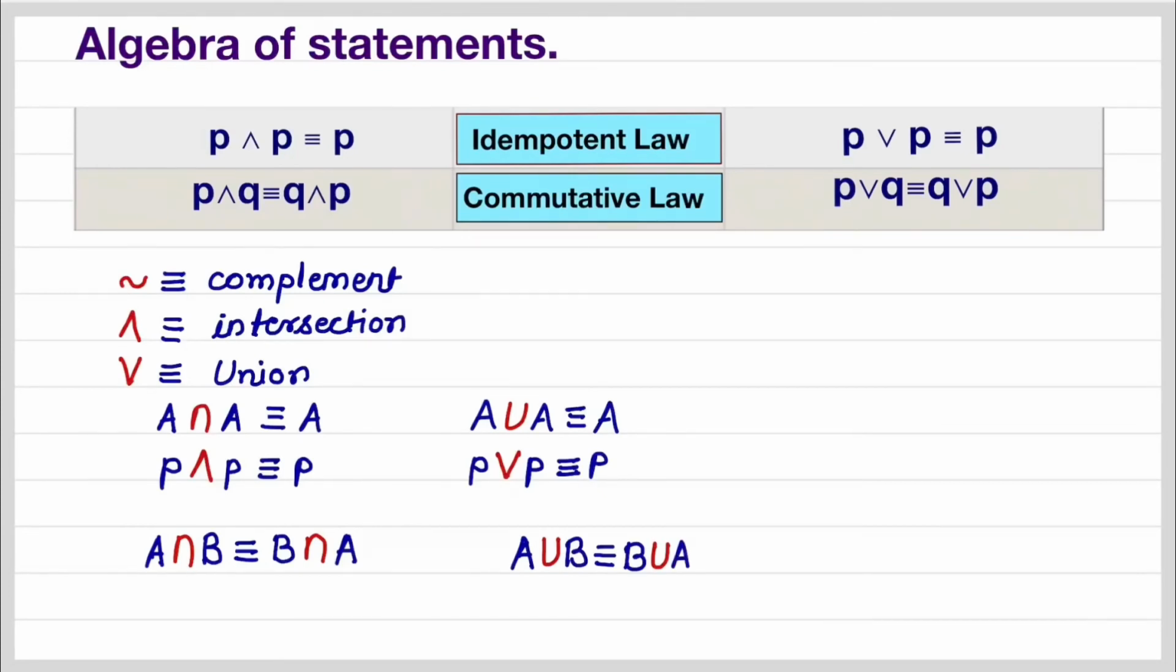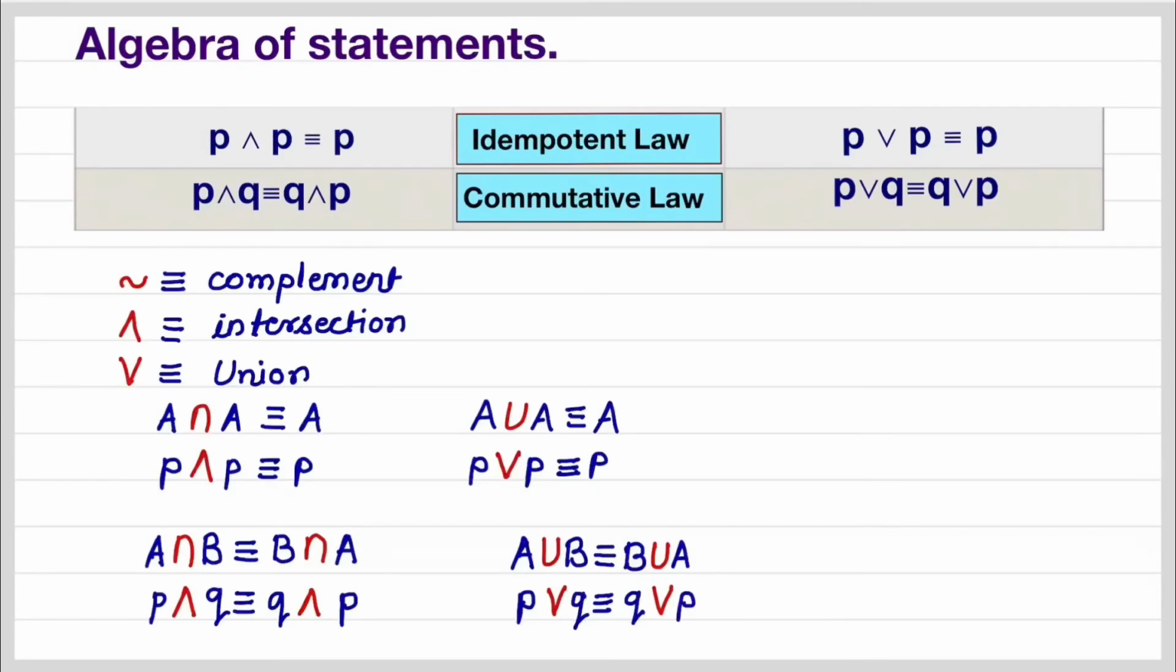Now replace this intersection by conjunction and union by disjunction. We get P and Q is equivalent to Q and P, and P or Q is equivalent to Q or P. Have you understood these two laws? Good. Now we will see the next one.